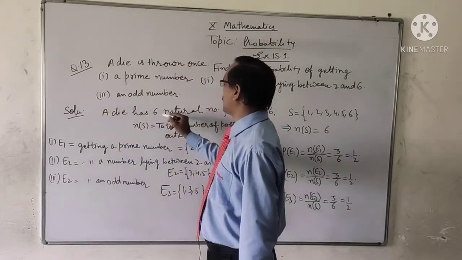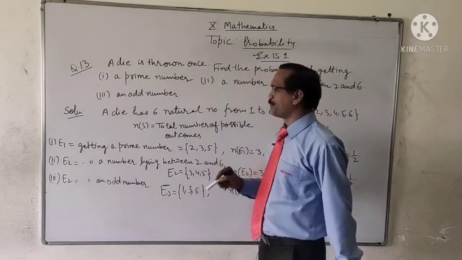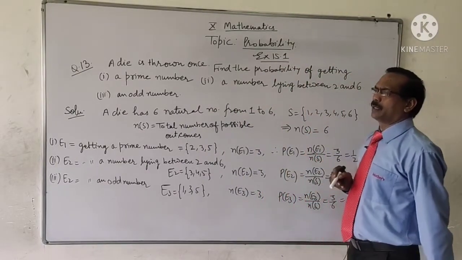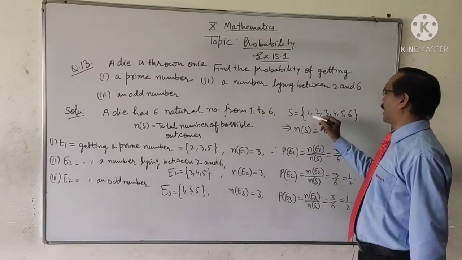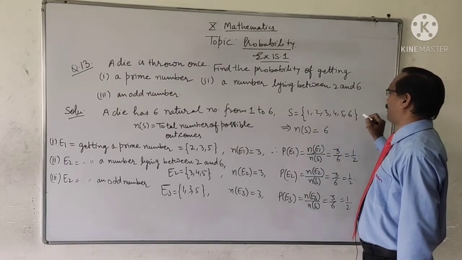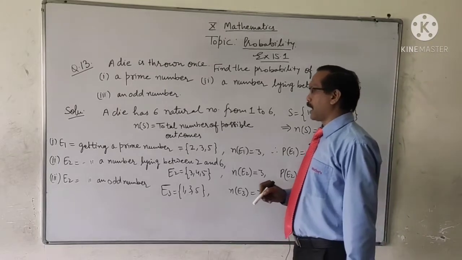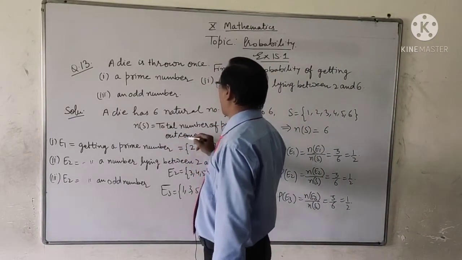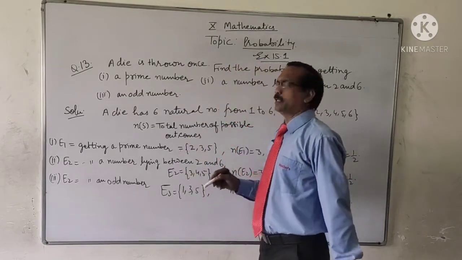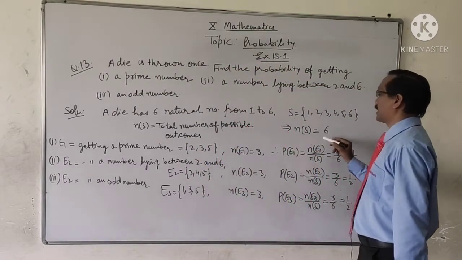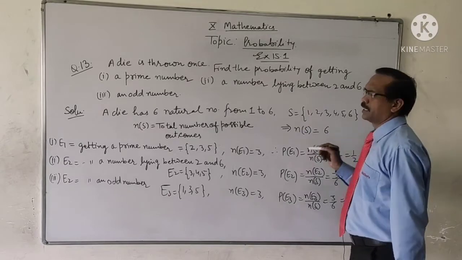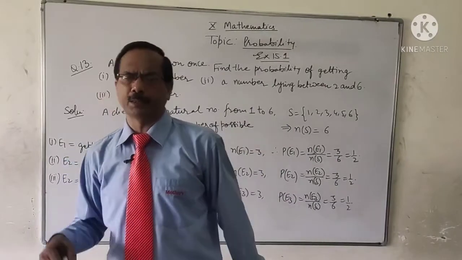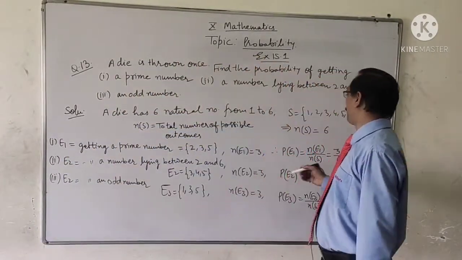A die has 6 natural numbers, from 1 to 6. Therefore, the numbers we will get on a die are 1, 2, 3, 4, 5 and 6. Now, n(S) means the total number of possible outcomes. These possible outcomes are 6, that is why n(S) equals 6, because we can get any number from 1 to 6 when we throw a die.